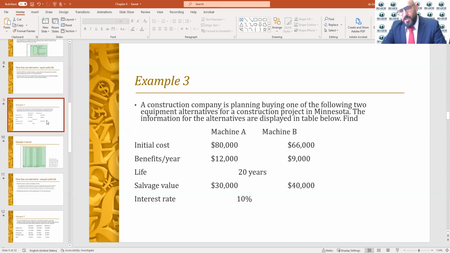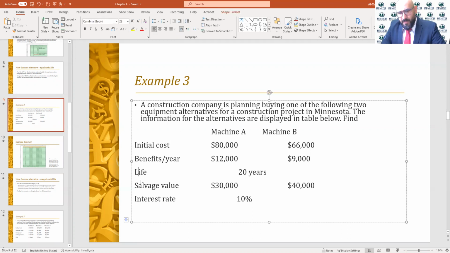Example 3: a construction company is planning to buy one of the following equipment for a construction project in Minnesota. The information for the alternatives is provided in the table below. Find the best option, machine A or machine B, to be selected. As you see, we look into the initial cost, the benefits, the lifetime, the salvage value for both, and the interest rate. The first thing I want to do is to look at the lifetime for these alternatives.